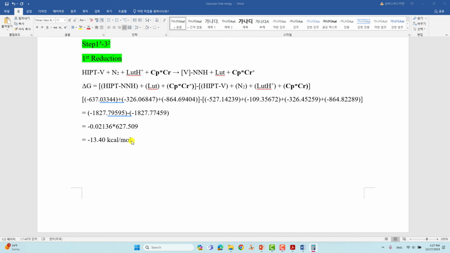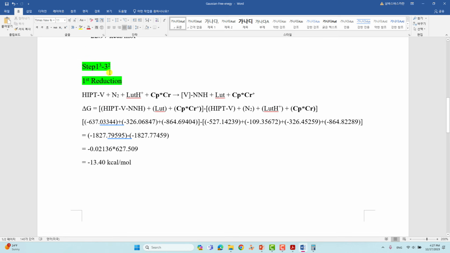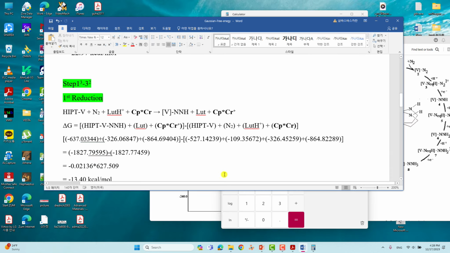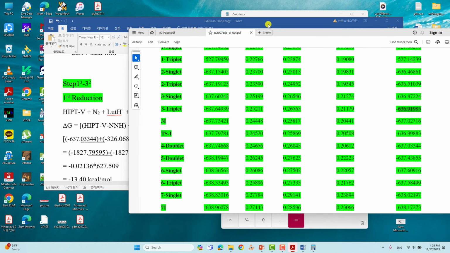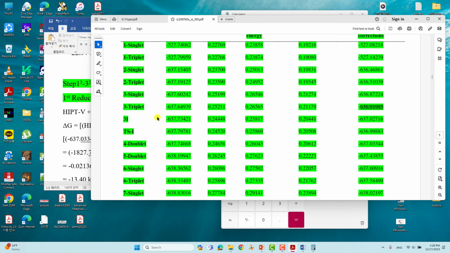This is the formation of this product, that means the HIPT VNNH reduced species. So here I took that. Here you can see one is the triplet state only, the third one is the doublet state, and we took the energy. I will show you that in the supporting material paper.